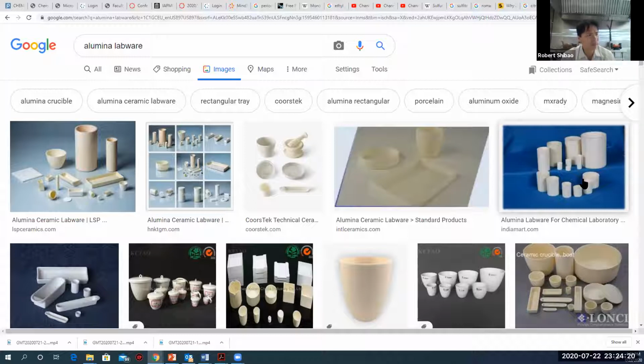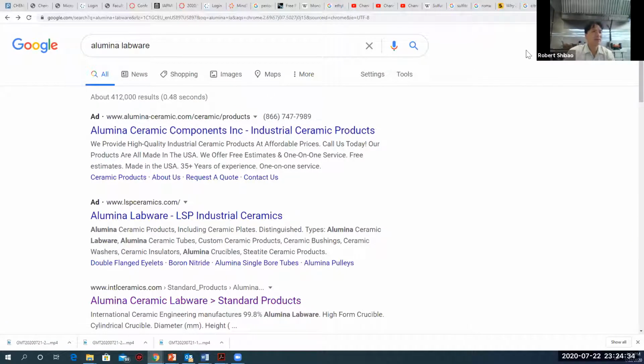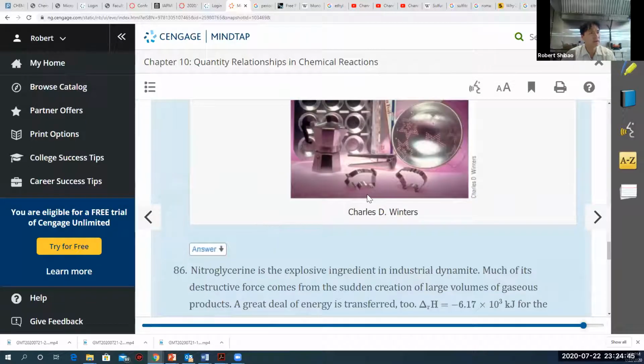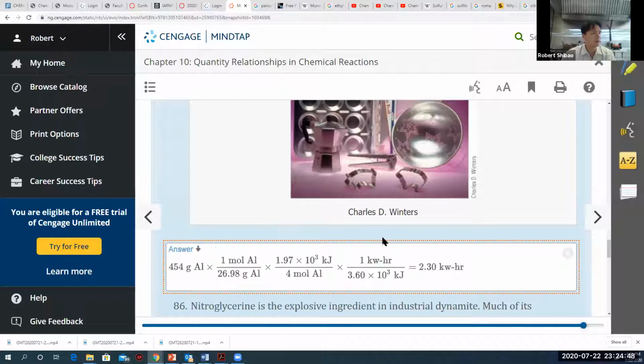So there's a documentary about that guy. It's pretty interesting about this process, and it's so simple. You think, why didn't I think of that? It's so simple. But anyway, that happened around the turn of the century. It's still, I guess, relatively expensive. So anyway, this is just a gram to mole to energy.